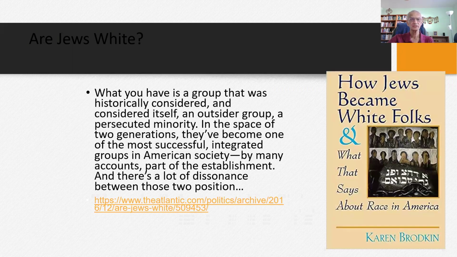Now, this was an interesting book, published sometime in the 90s or so, How the Jews Became White Folks. These were some of the quotes from an Atlantic magazine article. You can just read it yourself: historically considered an outside group and a persecuted minority, they became one of the most successful and integrated groups in American society. So this idea shows how the whole thinking changed.